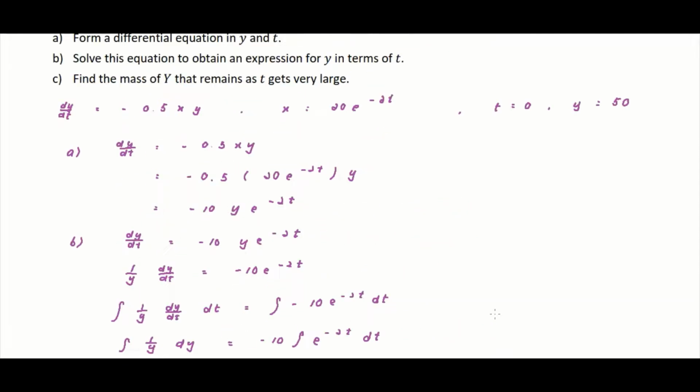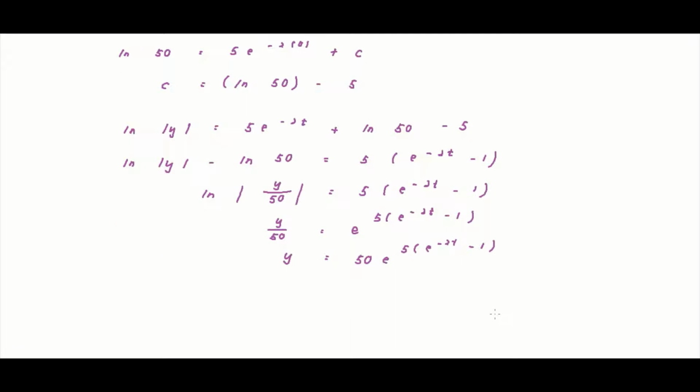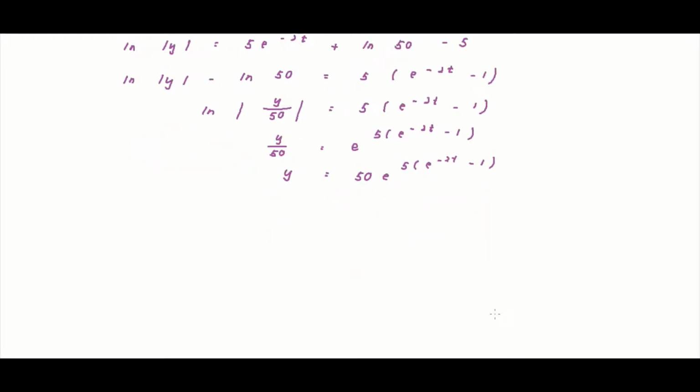Okay, so now let's look at part C. For C, find the mass of y that remains as t gets very large. Okay, so now we have y equals 50. So you can write down your equation first.